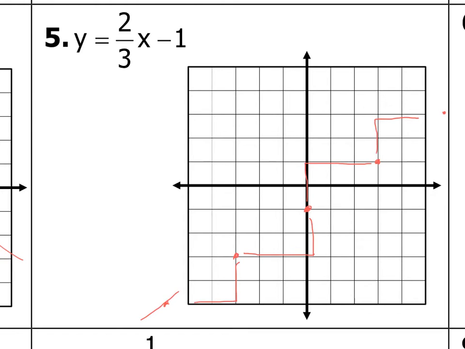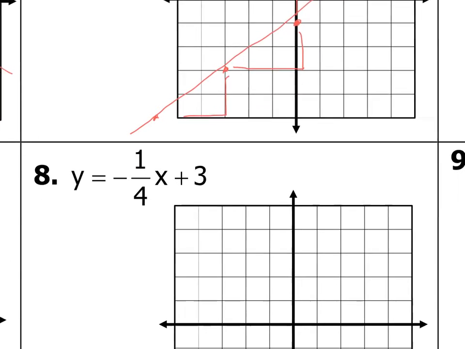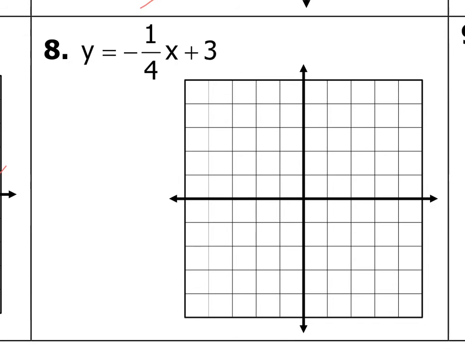Again, these are all linear equations, so we get straight lines. So if you get a point that's way, way out of whack and not going to give you a straight line, look back and say, hey, what did we do wrong here? Because we should get straight lines with all of these. So here we go on number 8.